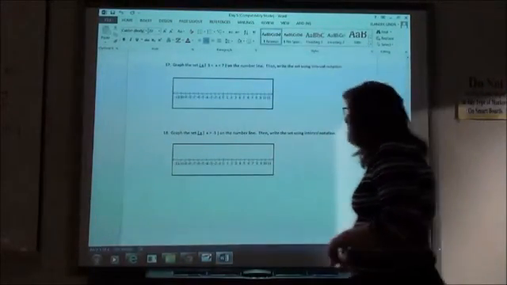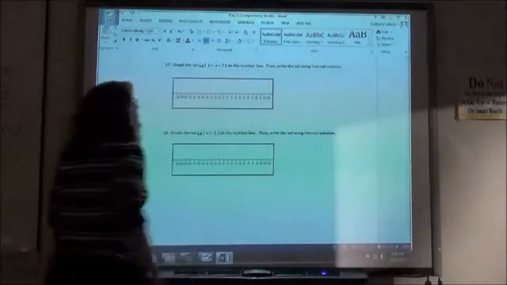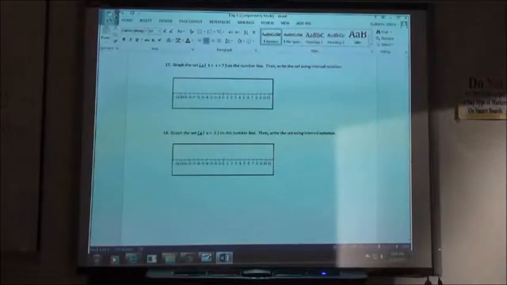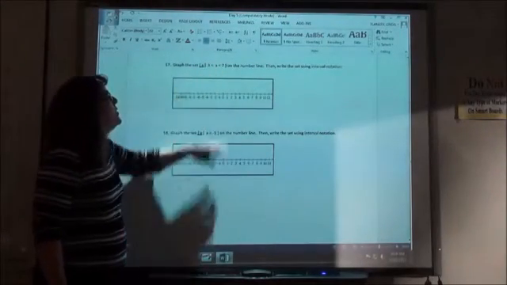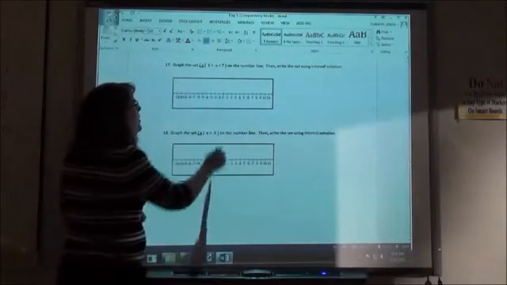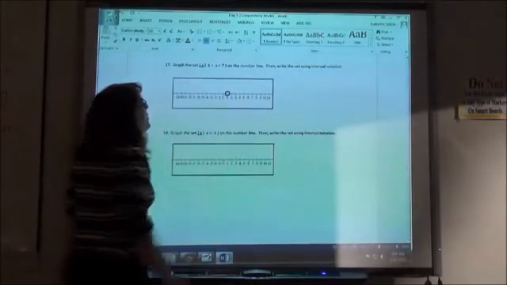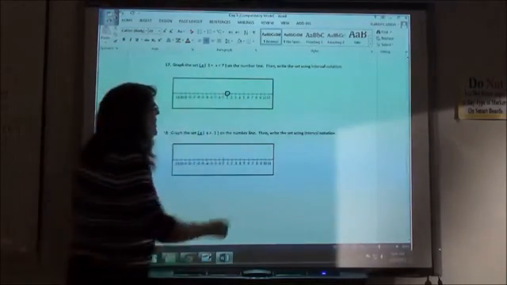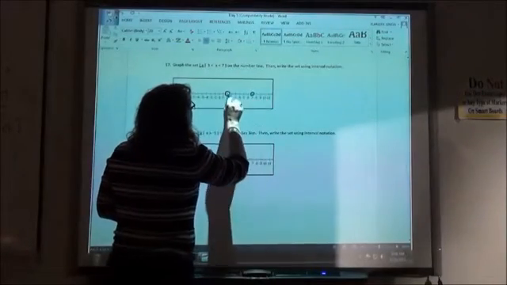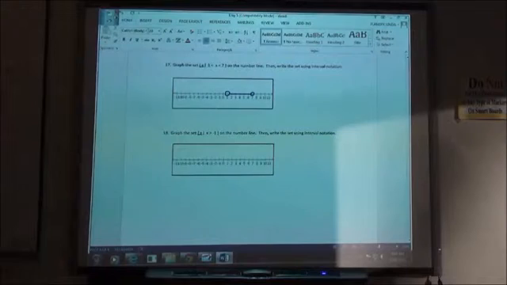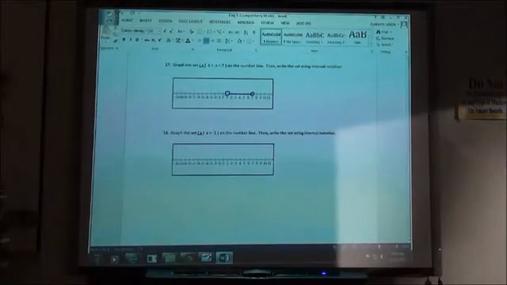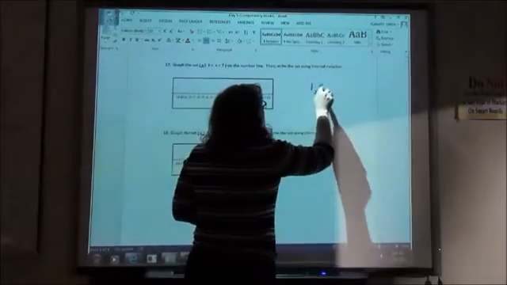Number 17, then it says graph the set 1 is less than x, which is less than 7 on the number line. Write your set using interval notation. Again, the x is between my two numbers. I'm not equal to the 1, so I have an open circle. I'm not equal to the 7, I have an open circle. The x is between those two things. So in interval notation, my interval just goes from the 1 to the 7.